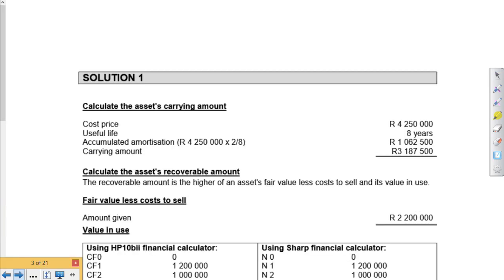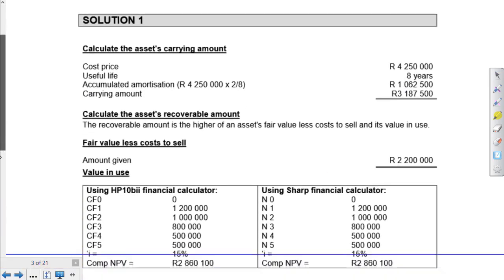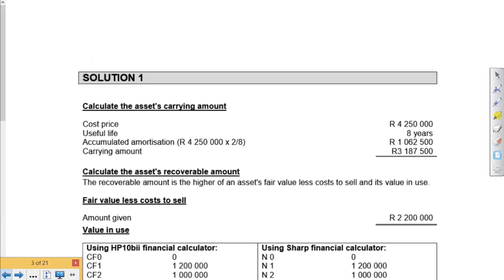I'm going to show you disclosure a little bit later. This is just calcs, right? Yeah, this is just calcs. I'll show you disclosure a little bit later.